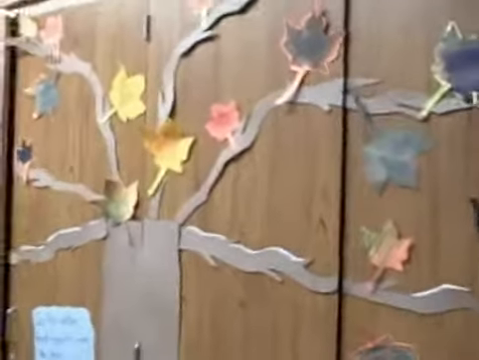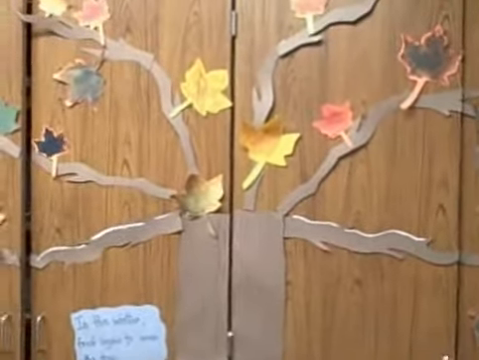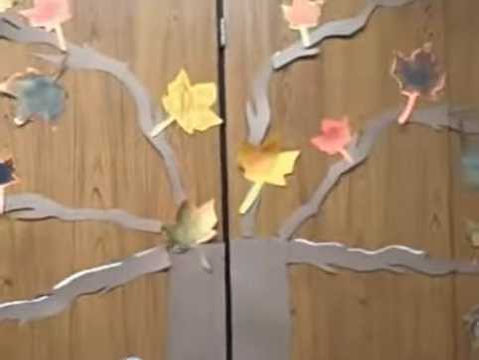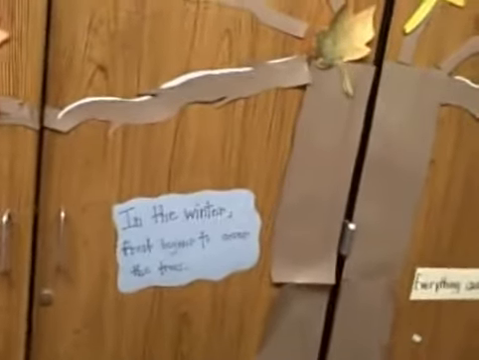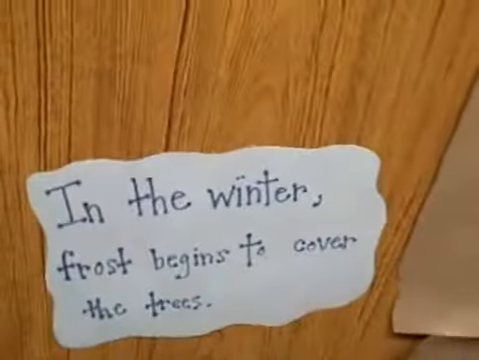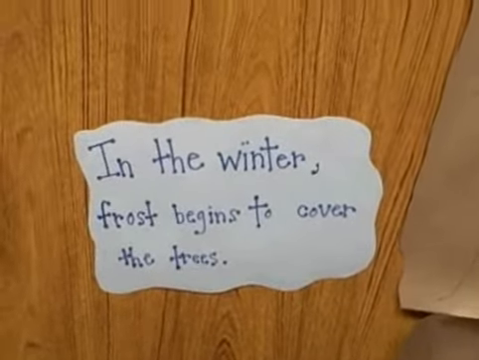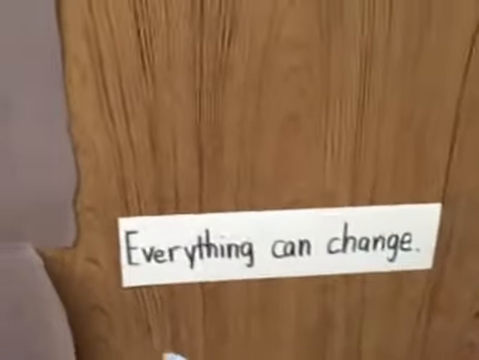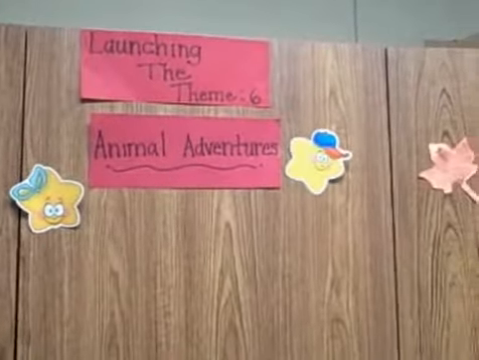Over here is this tree. This tree is going to be a constant in my room. I'm not sure what I'm going to do with it next, but I think it's going to have something to do with the writing process. It's got this right here. In the winter, frost begins to cover the trees. Everything can change. Nothing stays the same. Just like our writing process. This is where I'm going to put the pictures that they make for the theme.